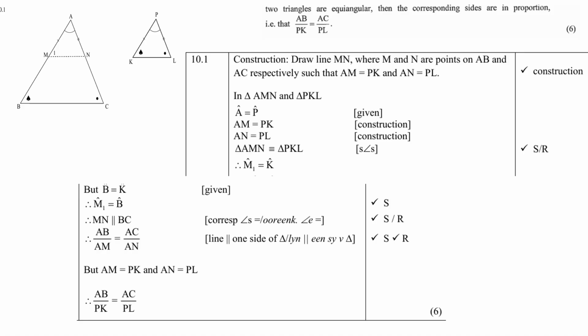So therefore, AB over AM is then equal to AC over AN. But remember, AM is equal to PK and AN equals PL, which we know for a fact. So therefore, we replace AM with PK and we replace AN with PL. And therefore, AB over PK equals AC over PL.